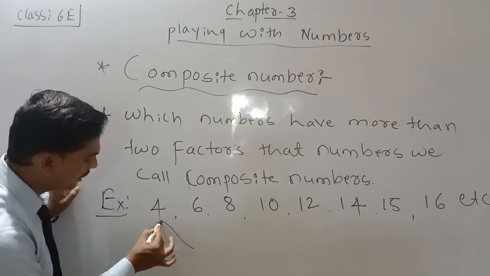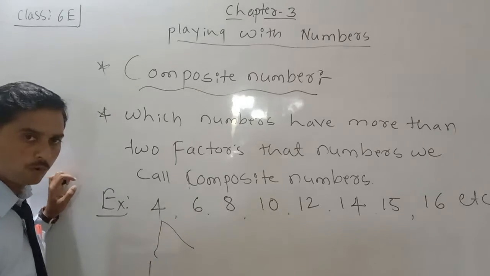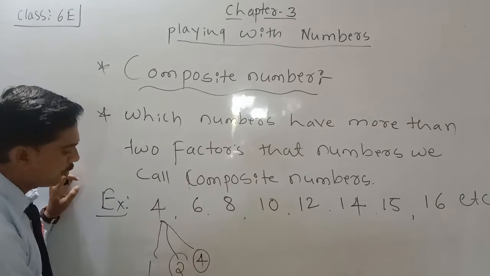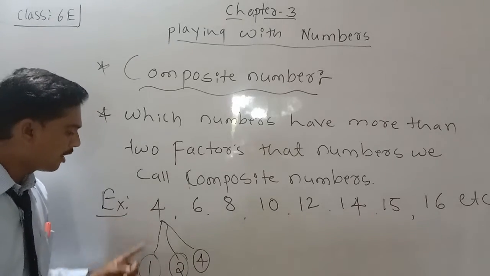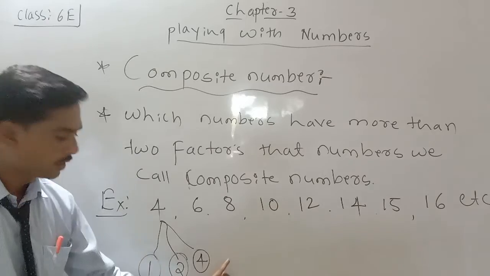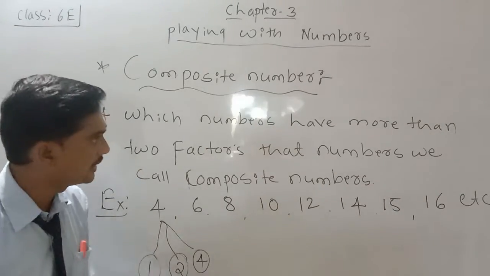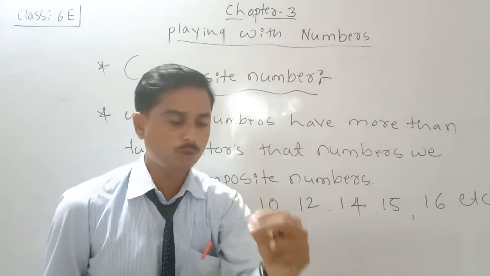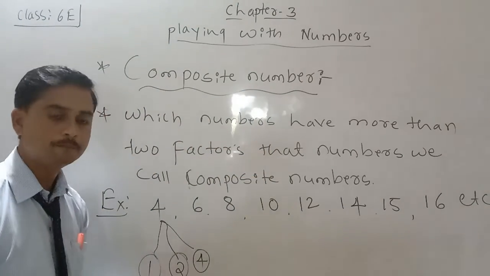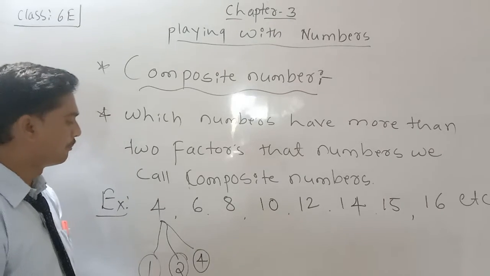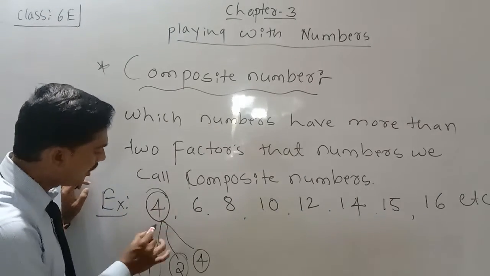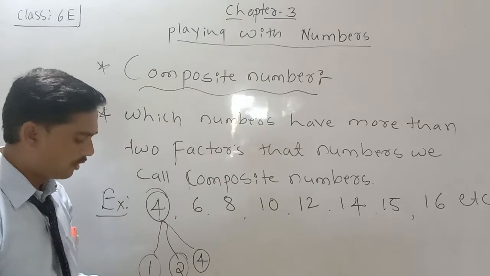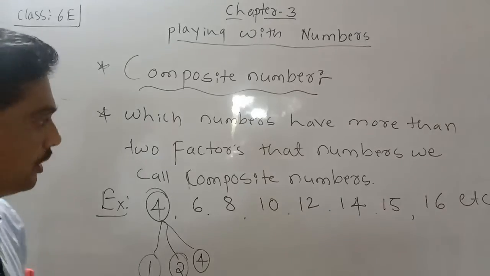Because how many factors does 4 have? Sir, the 1's table has 4, the 2's table has 4, the 4's table has 4. Total how many factors? Sir, 4 has 3 factors: 1, 2, 4. 4 has 3 factors means more than 2 factors, so you should consider it a composite number. Okay, now we are going to discuss. Write down this one.